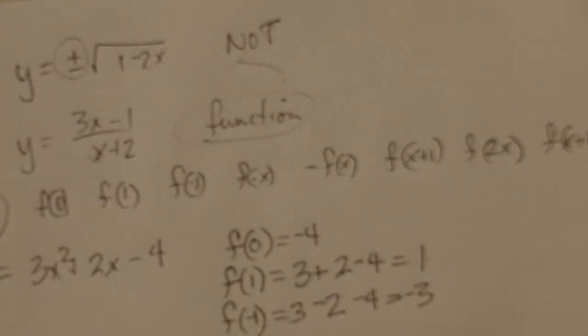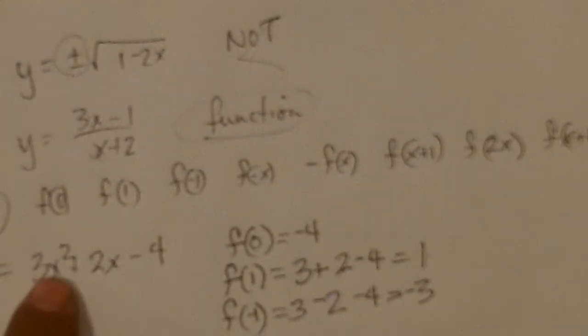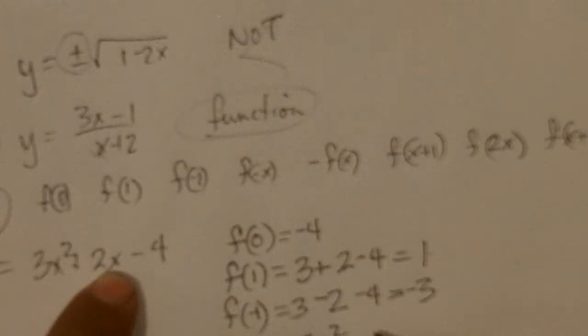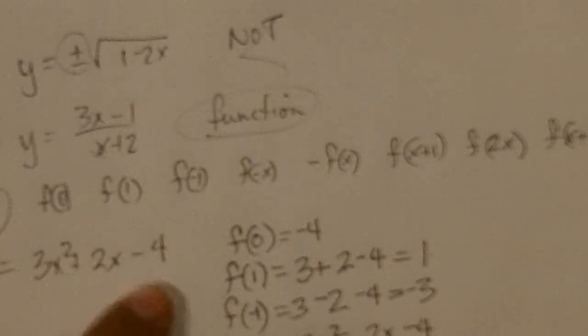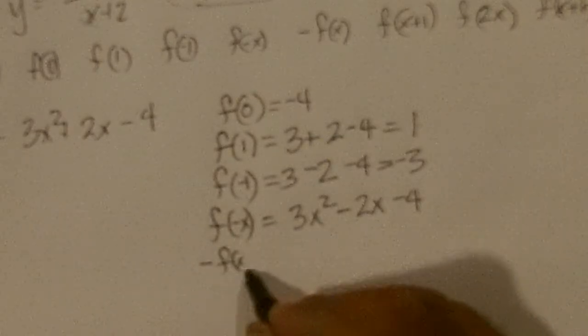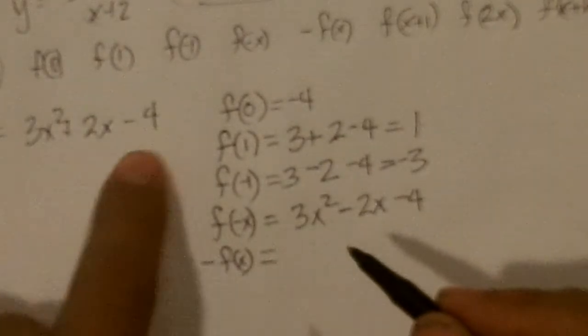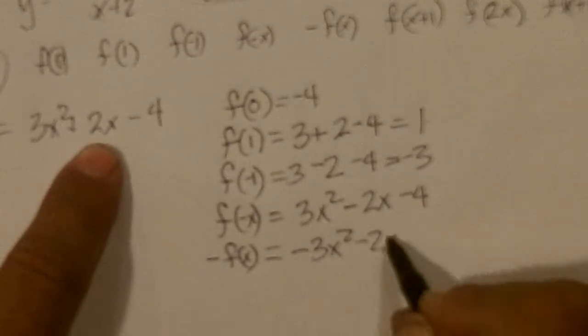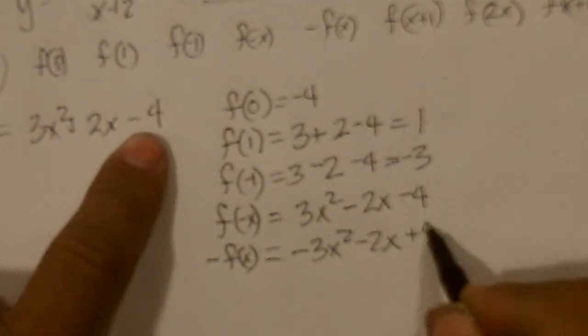F of -x. So that says put -x in for those, and so -x times -x is +x squared, so I get 3x squared. And then I get 2 times a -x, which becomes -2x minus 4. Then the negative of f of x is really simple. That means just take the negative of everything. -3x squared, the negative of plus 2x is -2x. The negative of -4 is +4.